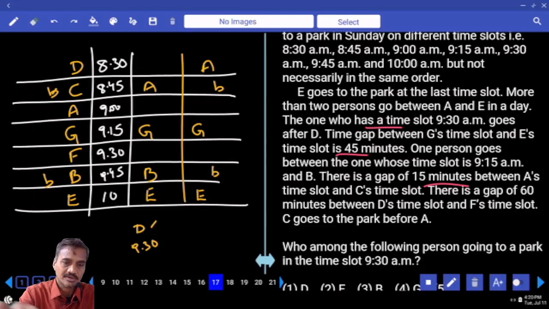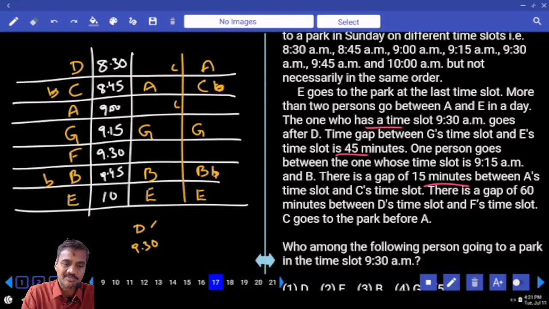And here, now ఇక్కడ C ఇక్కడ రావాలి. ఇక్కడ C వస్తే ఇక్కడ B రావాలి. అవునా కదా? And ఇక్కడ మనకి C ఎక్కడ రావాలి చెప్పండి. C can get any one of these two places, because the difference is only 15 minutes. There is a gap of 60 minutes between D and F. Now between D and F there must be exactly 1 hour.